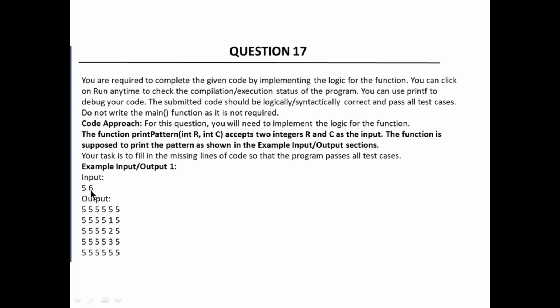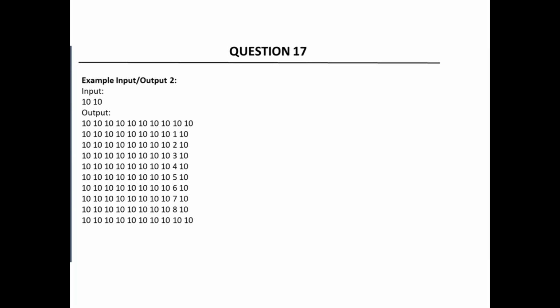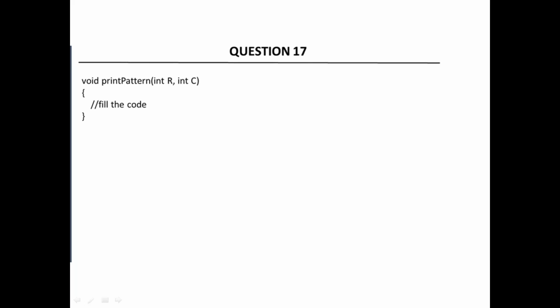Here you are observing 5 is the input value, and 6 is the number of columns. So 5 rows and 6 columns. Actually, we should take input as number of rows and columns, and we should print the pattern. Here, are you observing this? 1, 2, 3, 4, 5, 6, 7, 8. The last but one column values, we should print in a different format. So can you give me code for this one?